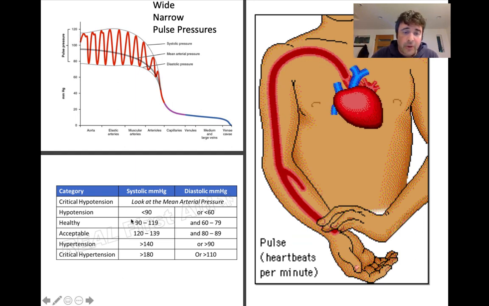A healthy blood pressure is between 90 and 119 systolic, 60 to 79 diastolic. They used to say 120 over 80 was an average blood pressure. That's a bit pre-hypertensive.